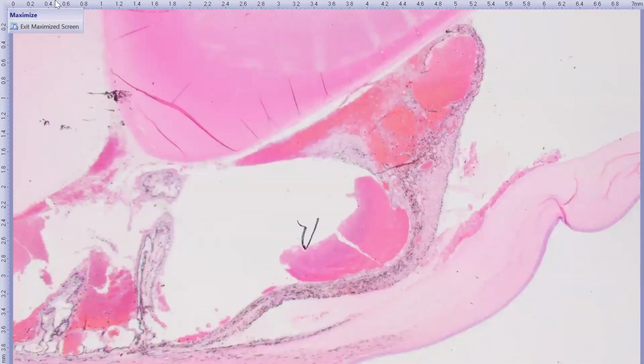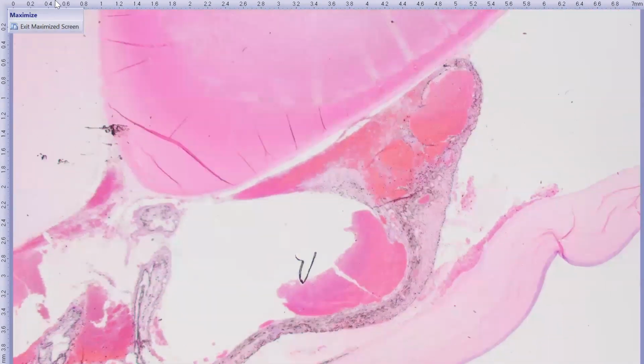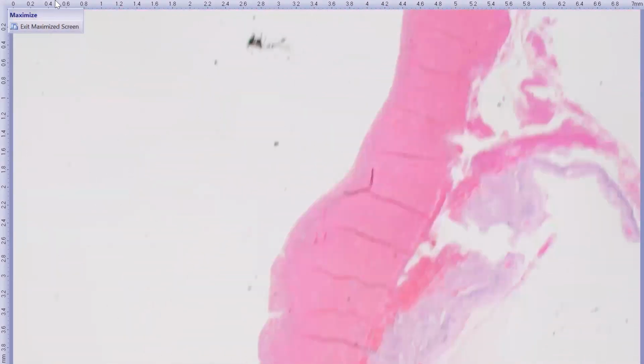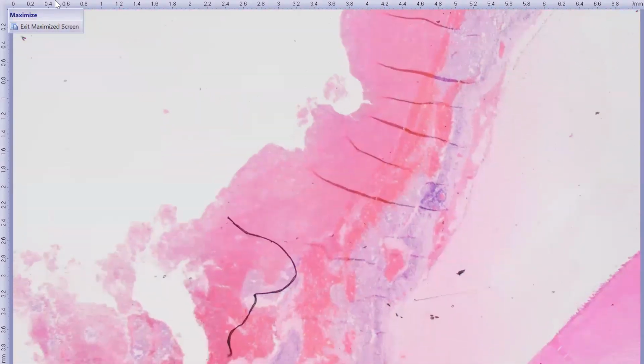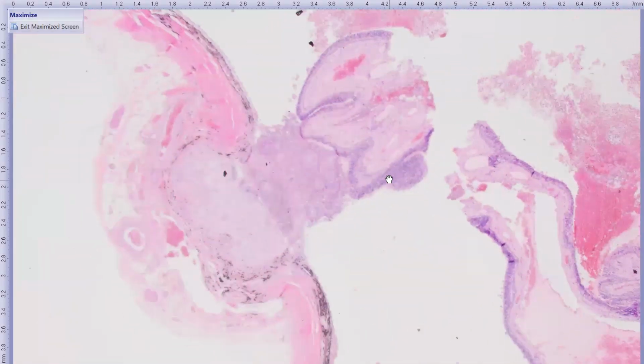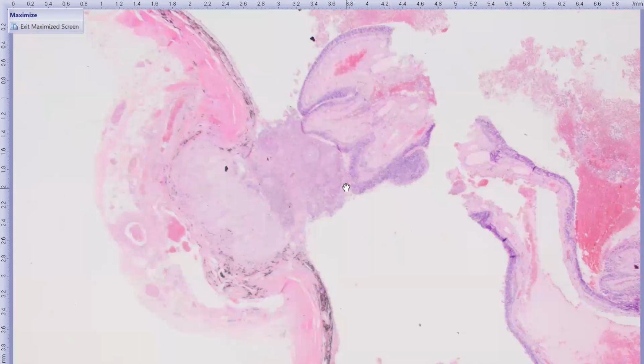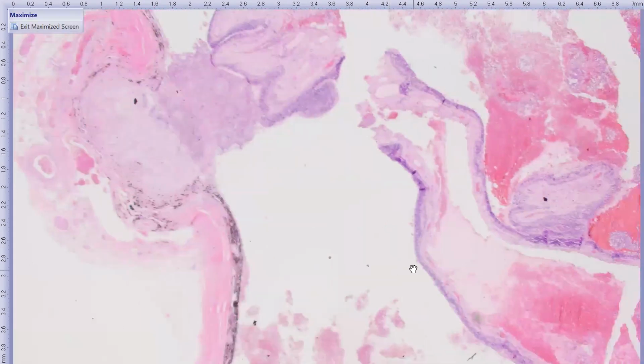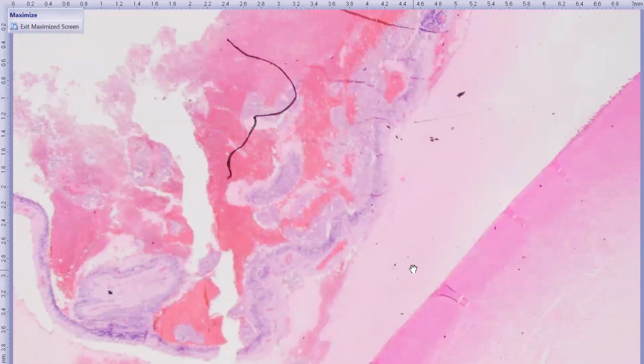All right. So here is the globe. Again, we have a look at that iris bombé and posterior synechia, but otherwise the anterior segment, apart from hemorrhage and synechia, is much quieter than the posterior segment, which has this retinal detachment through here and hemorrhage admixed with some more purpley material. And more purpley material here. So let's look closer at the purple stuff under the retina.